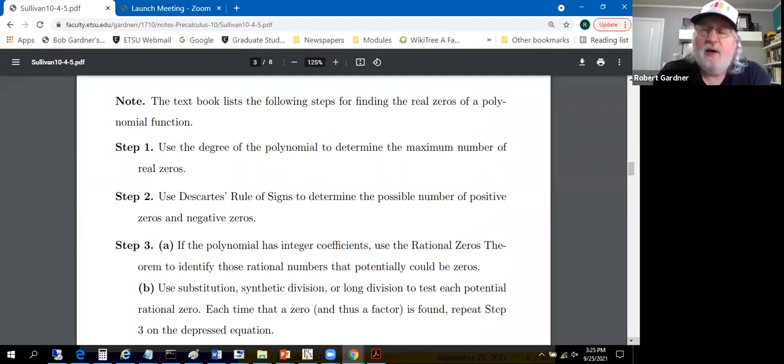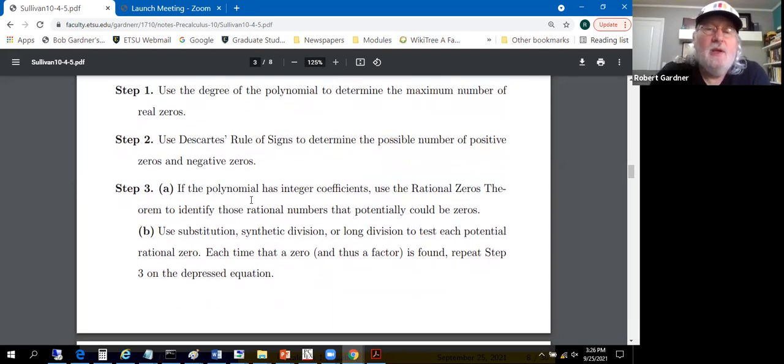The textbook lists the following steps for finding the real zeros of a polynomial function. Step 1, use the degree to determine the maximum number of real zeros. Secondly, use Descartes' rule of signs to determine the possible number of positive zeros and the possible number of negative zeros. This will be that thing where you have to reduce it by 2. So that will come with some ambiguity. And neither step 1 nor step 2 tells you what the zeros are. You're getting information about how many there are and how many there may be which are positive and how many there may be which are negative.